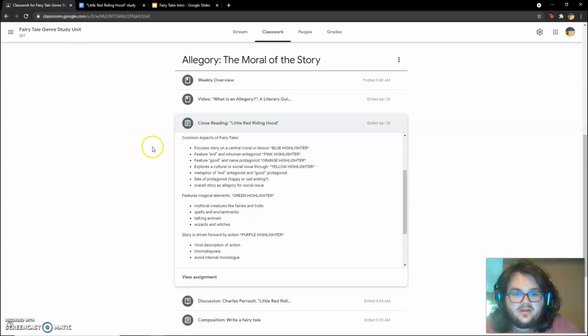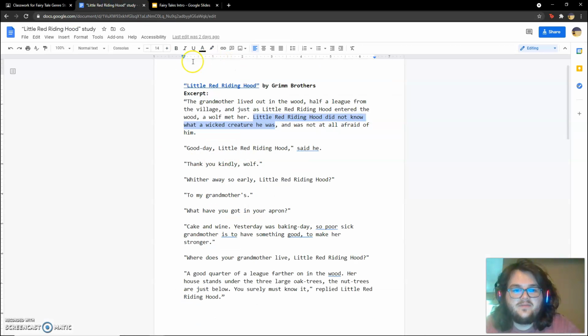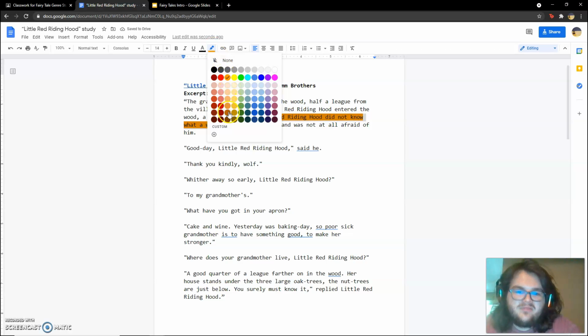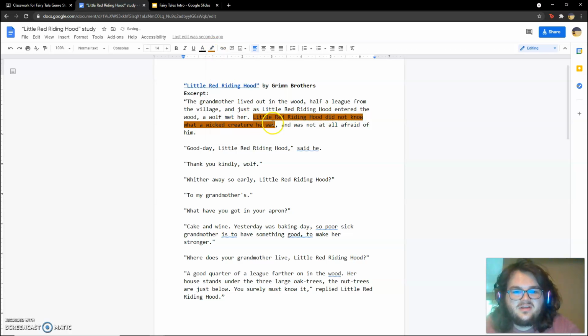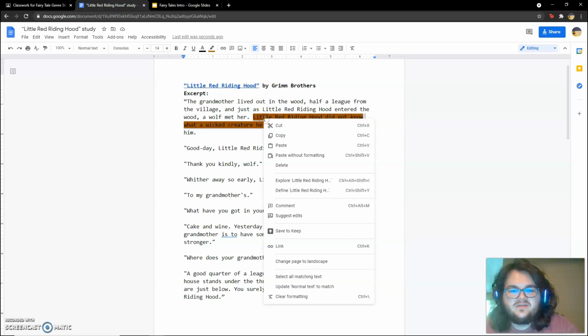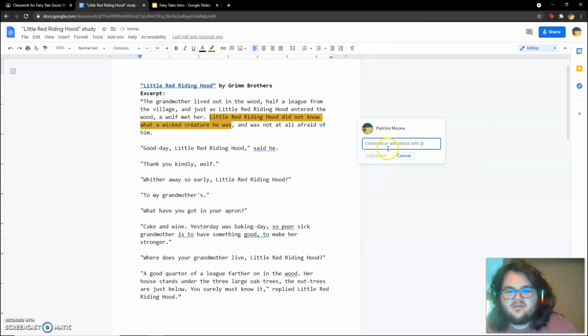Where do we have good and naive protagonist? Orange highlighter. So I'm going to say orange, highlight that orange, and let's get a prettier shade of orange. Okay. We did what we could with the orange. And then we're going to go ahead and also comment, and we're going to explain why we thought that was an orange highlight. So I'm going to say that Little Red Riding Hood is the very definition of innocence.